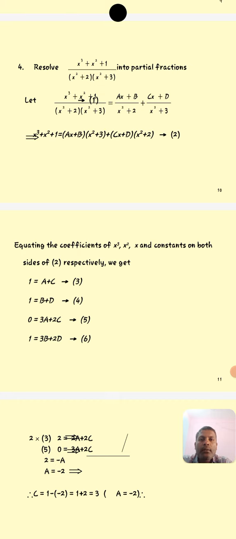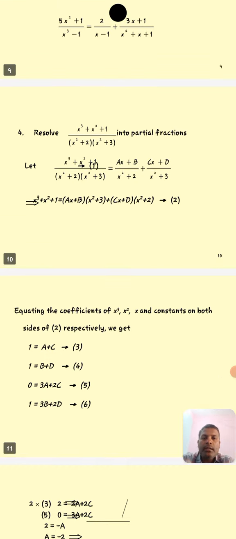Whenever two quadratic factors are there, how do we write the partial fraction format? You have to write (ax plus b) divided by (x square plus 2) plus (cx plus d) divided by (x square plus 3). One quadratic factor is there, then write ax plus b. Another one is cx plus d. Here we have to observe how many values we have to find out: a value, b value, c value, and also d value.